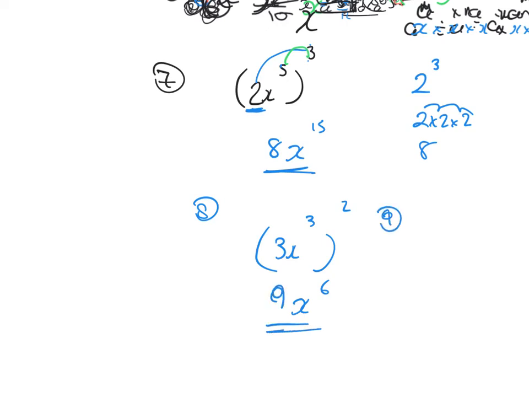Example 9. 5x cubed brought to the power 2. Okay, so with the powers, rule 3 is a power brought to a power. We multiply the powers together. 3 times 2 is 6. But 5 squared is 25. We only apply the rules of powers to the powers themselves.